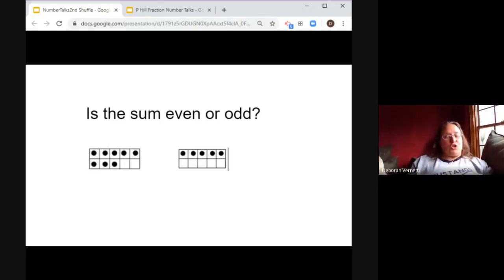How about this one? If I were to put these two 10 frames together, would the sum be even or odd?